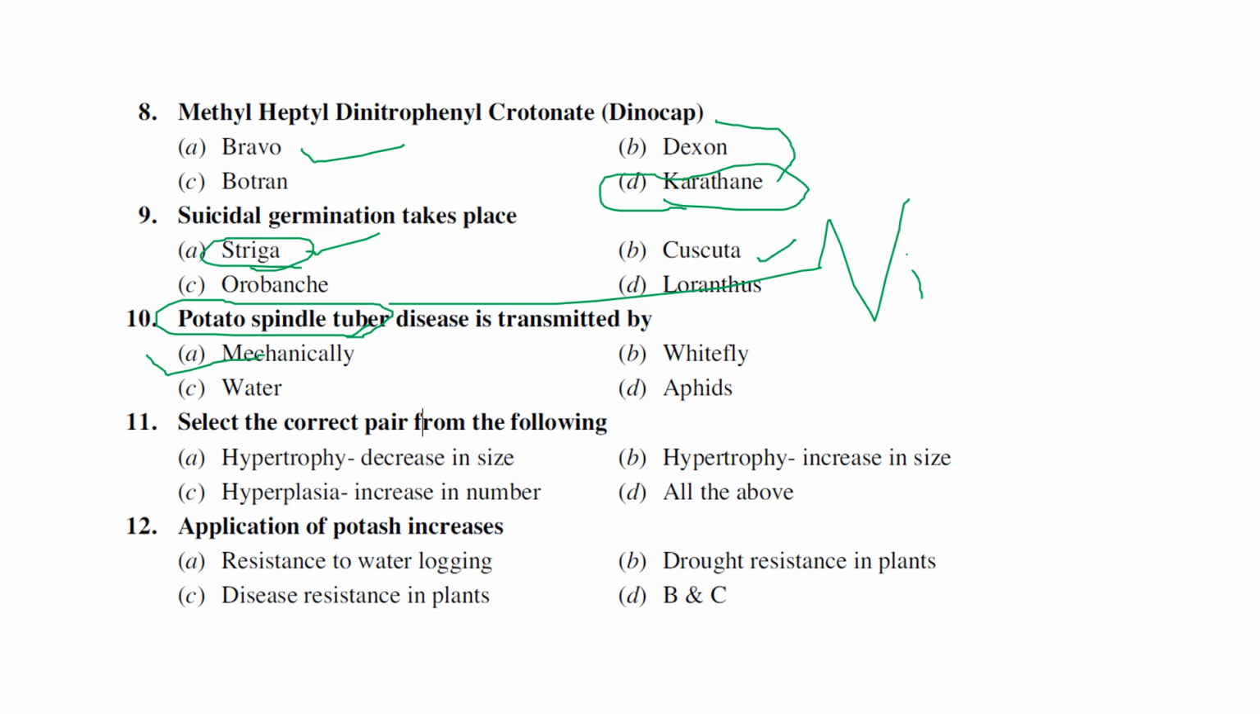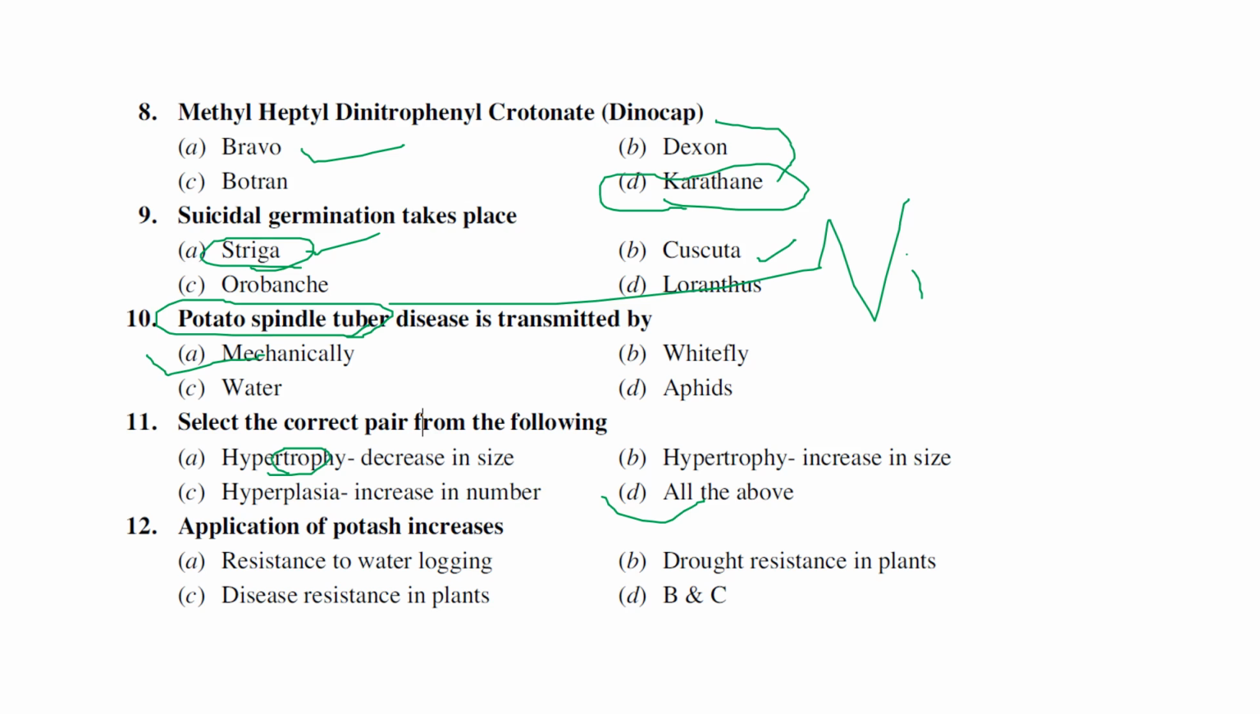So the next one is select the correct pair from the following: hypotrophy, which means decrease in size. Hypertrophy, increase in size. Hyperplasia, increase in number. Actually, all the above are the correct pair. It is supposed to be hypotrophy, not hypertrophy. Hypotrophy means decrease in cell size. Hypertrophy, increase in size. Hyperplasia means increase in number of cells. Here the correct pair is all the above, but it is supposed to be hypotrophy.